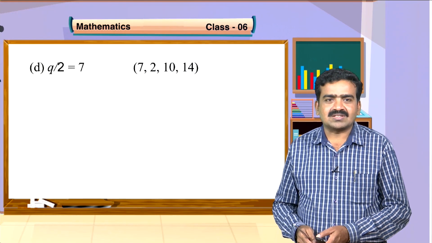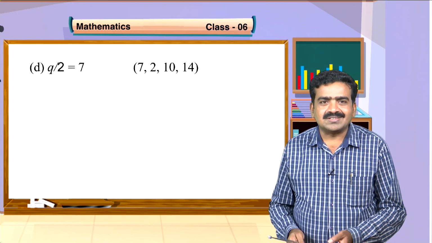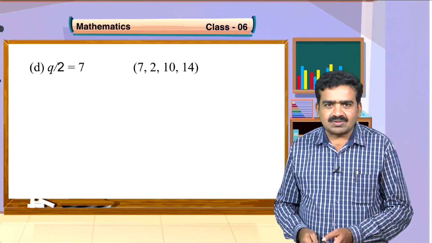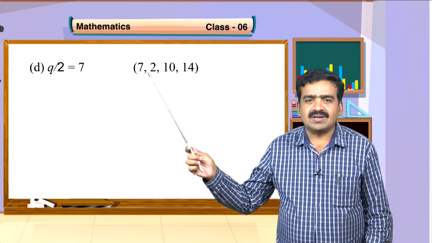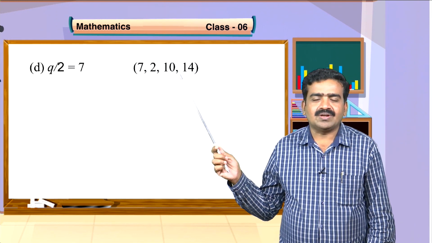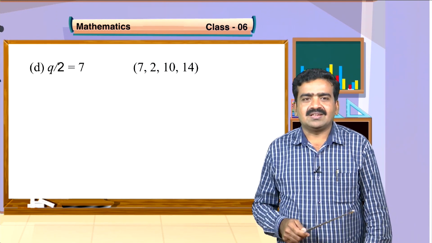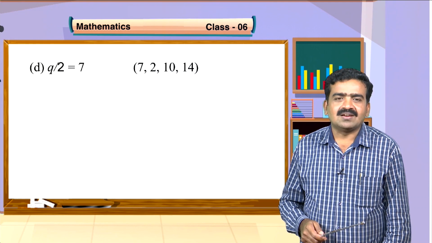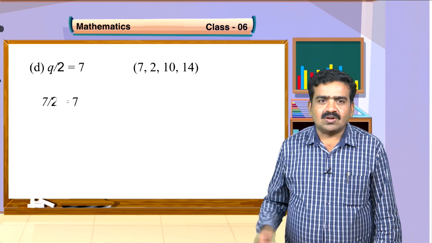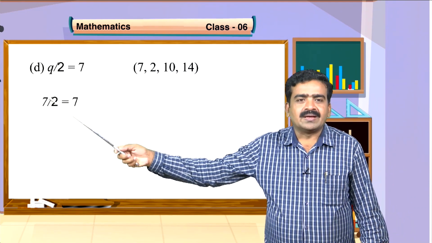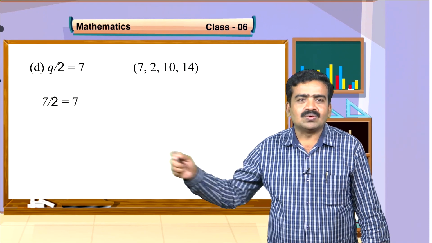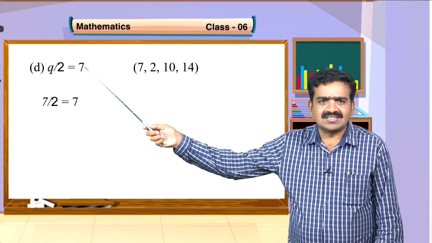Let us go to the next question. Q divided by 2 is equal to 7. Substitute the values of Q given in the bracket: 7, 2, 10, 14. Verify whether the equation is going to be satisfied or not. What happens when 7 is substituted in place of Q? 7 by 2 is equal to 7, there is a RHS.